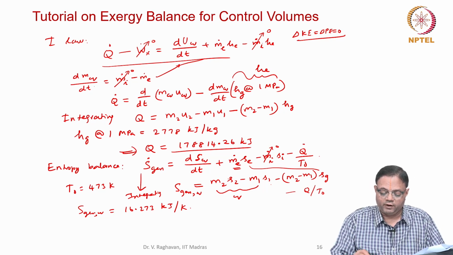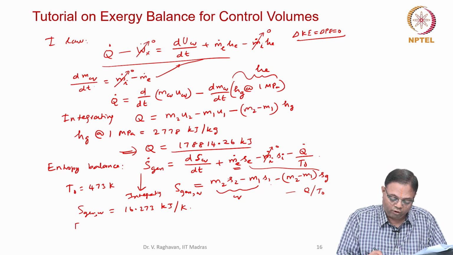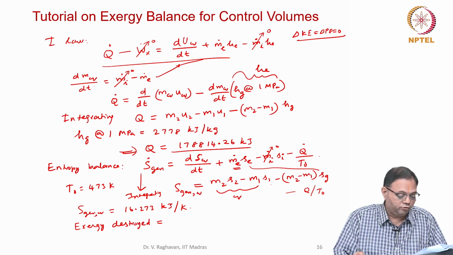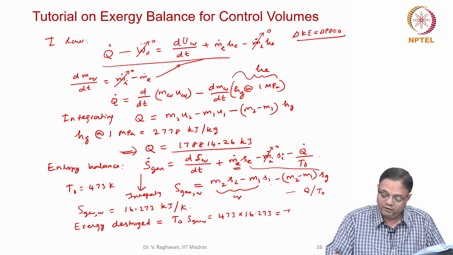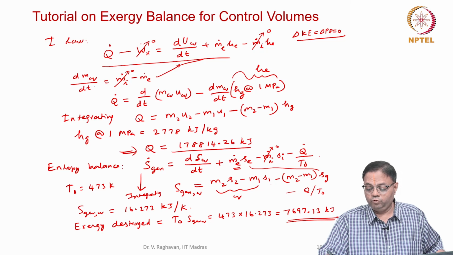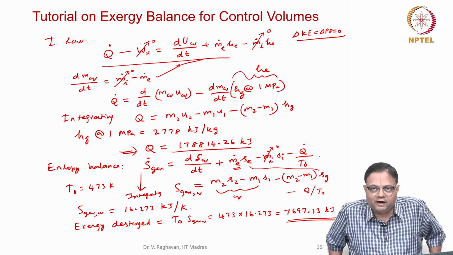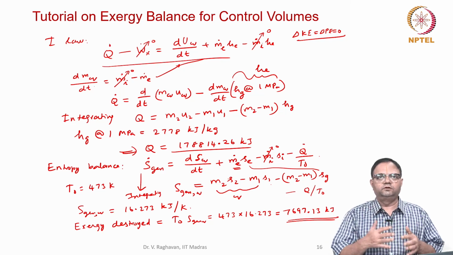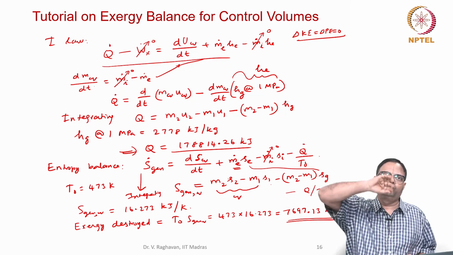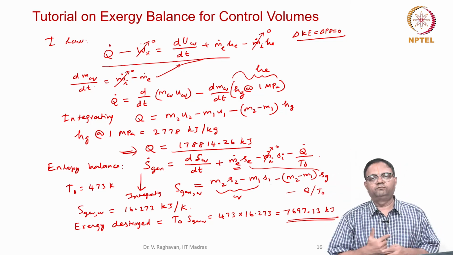When I integrate with the time, I get kilojoule per Kelvin. What is exergy destroyed? Exergy destroyed equals T naught into S gen CV, which is equal to 473 into 16.273, equal to 7697.13 kilojoules. So, that is about this. You can see that the tank is there, within the tank there is some liquid, a steam storage tank, and liquid is there, and when you take out some vapor, that is the exergy which is destroyed, which we have found.